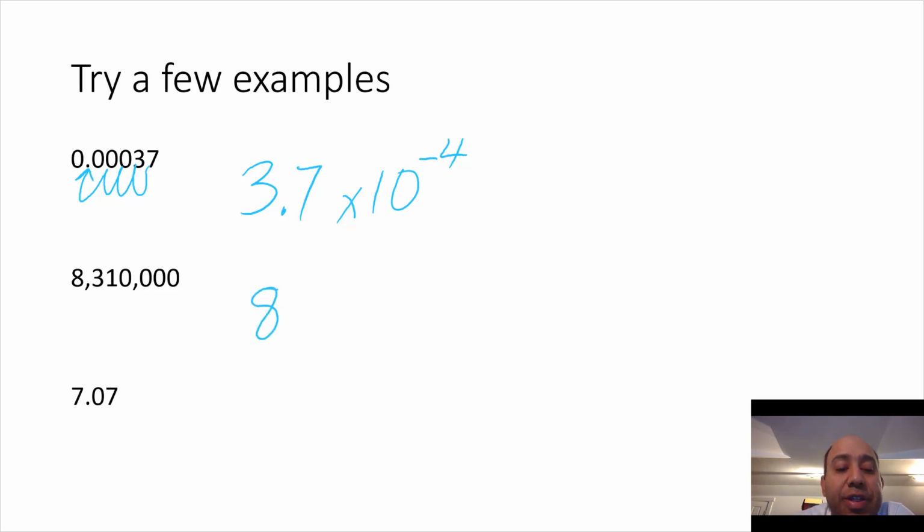This one, you put the dot between the 8 and the 3. You don't put any of the zeros there because none of these are significant. There's no dot anywhere in the number. 8.31 times 10 to the, and I have to move it to the right. 1, 2, 3, 4, 5, 6. 8.31 times 10 to the 6th.